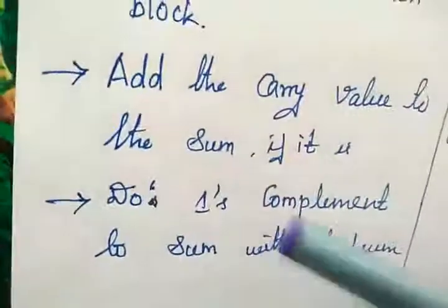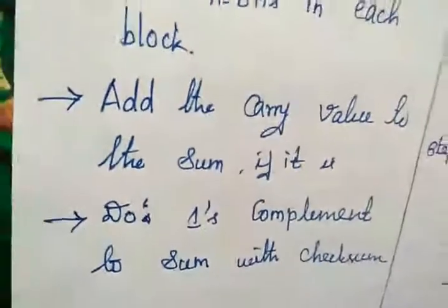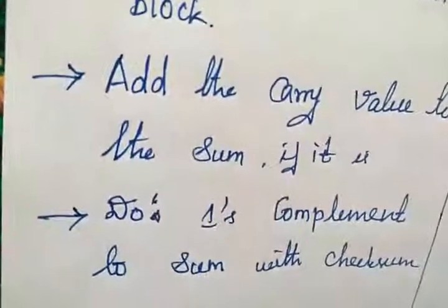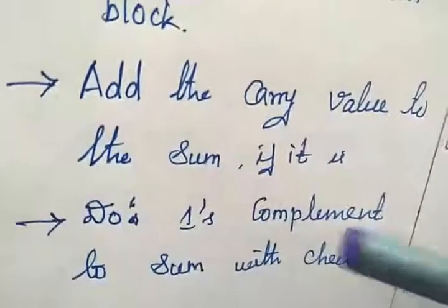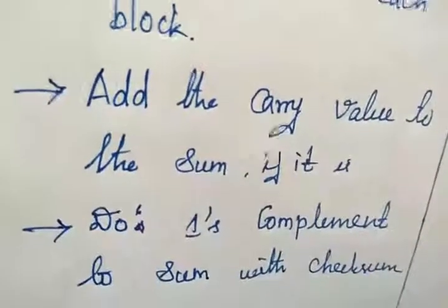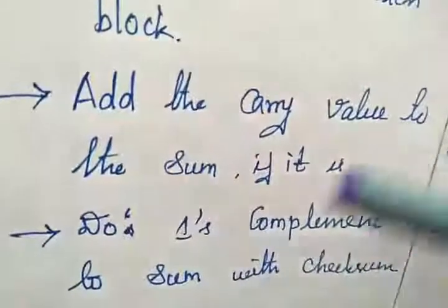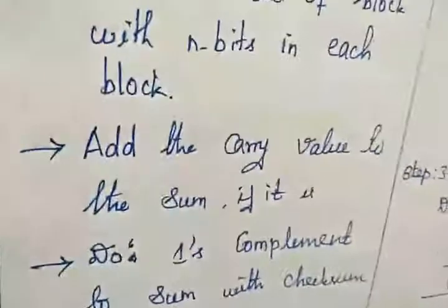The next point is to do one's complement of the sum to get the checksum. After completion of the addition operation, we will get one answer. That answer should be converted into its one's complement. This is the third step. Okay, let us see one example for this topic, checksum.